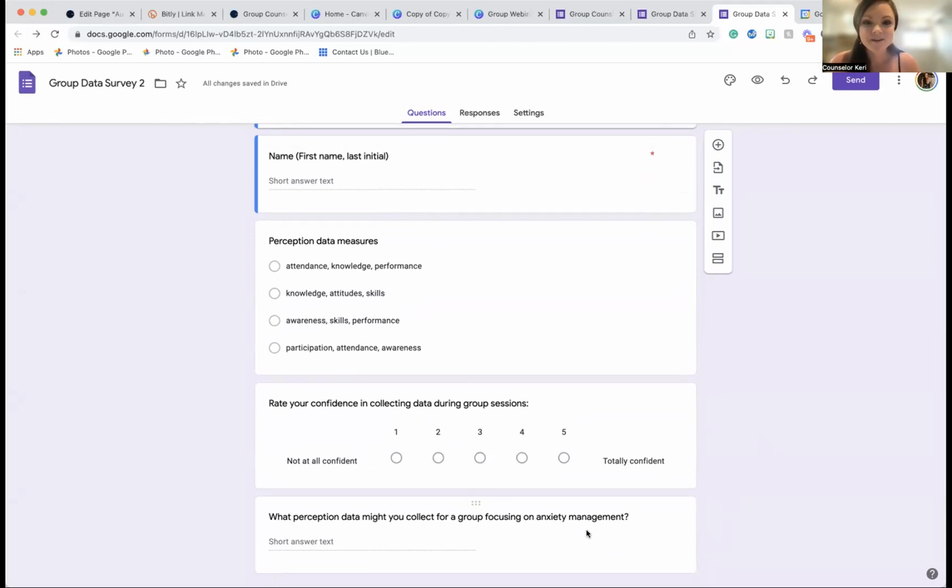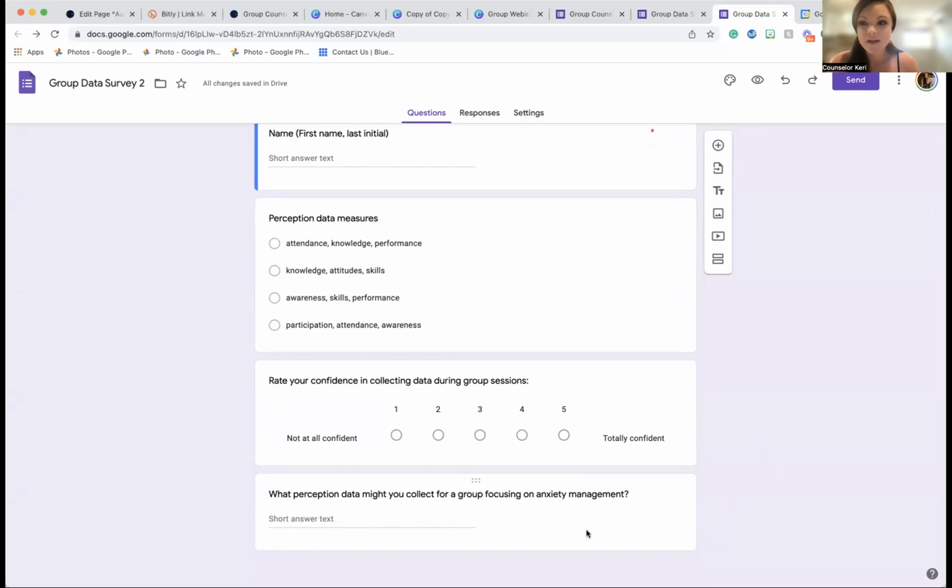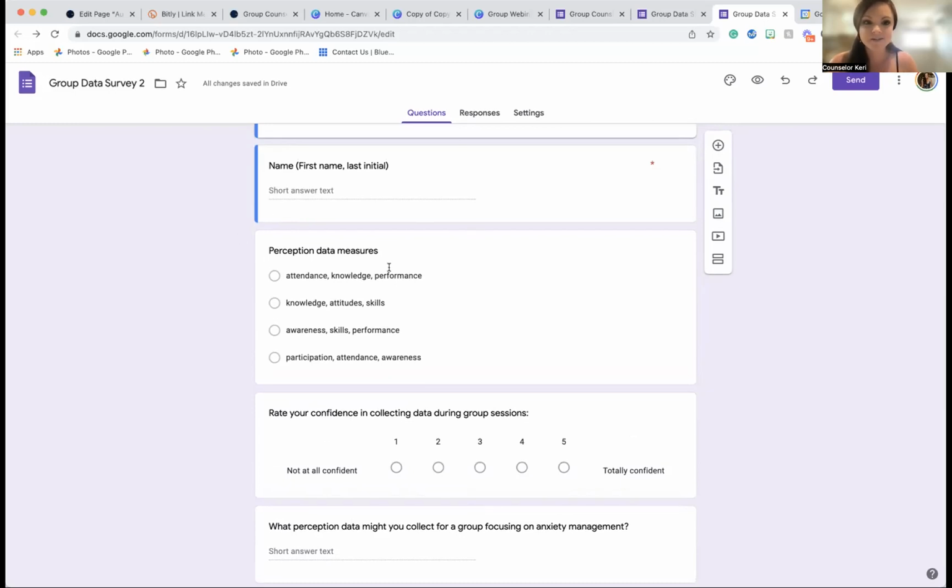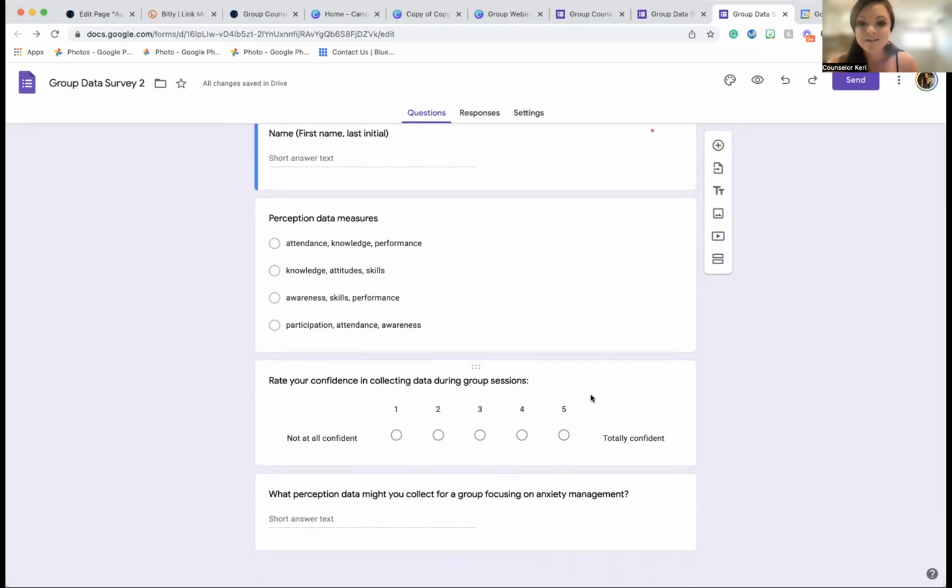You can see from this Google form that we filled out at the beginning and right now, I've assessed all 3 types of perception data, right? So we have perception data measures. Which of these 3 things is perception data? That's a knowledge assessment, right? Do you know what perception data is? Rate your confidence in collecting data during groups. That is an attitudes assessment. How are you feeling about collecting data? And then what perception data might you collect for a group focusing on anxiety management? That's the skill. So I'm asking you to tell me what you might actually measure during an anxiety management session. Can you take that information and turn it into a skill?